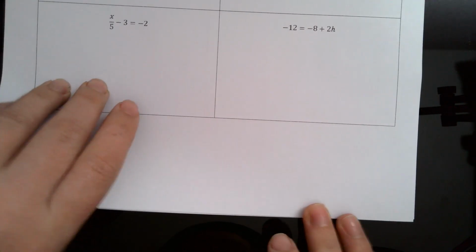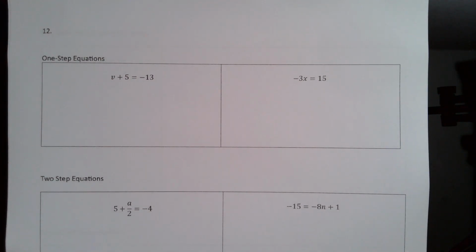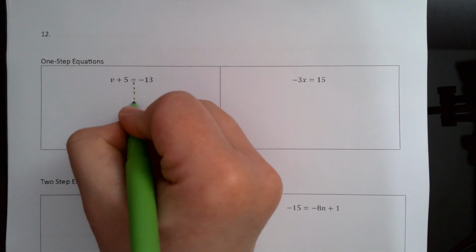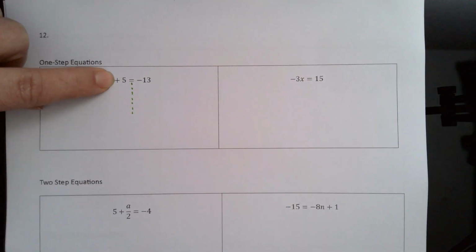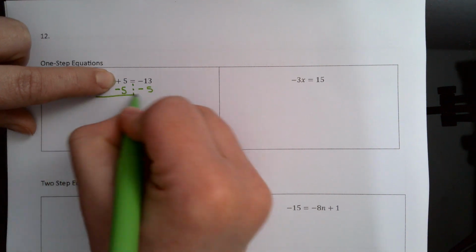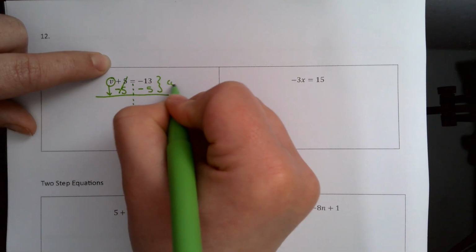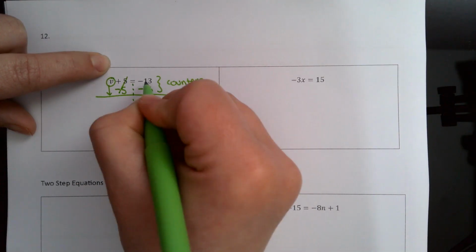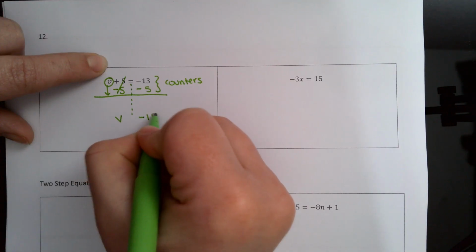Moving on. These are solving one-step equations. This is going to be needed in Integrated Math 1 and Algebra 1. So very important for you to know how to do this. Let's go ahead and review. Dotted line for balance. We are solving for V. Take your finger, cover V. This is a positive 5, so we're going to be subtracting. Now remember, this is counters. Bring down the V. So 13 and negative 5 is a negative 18.